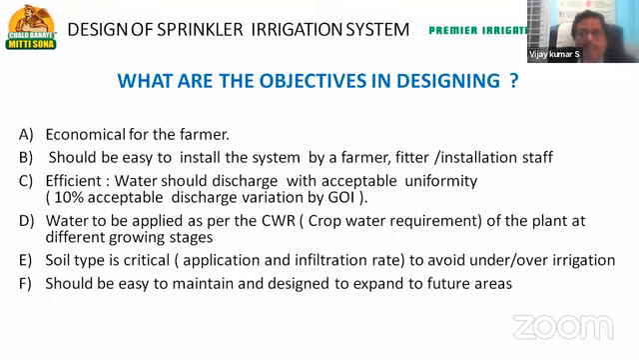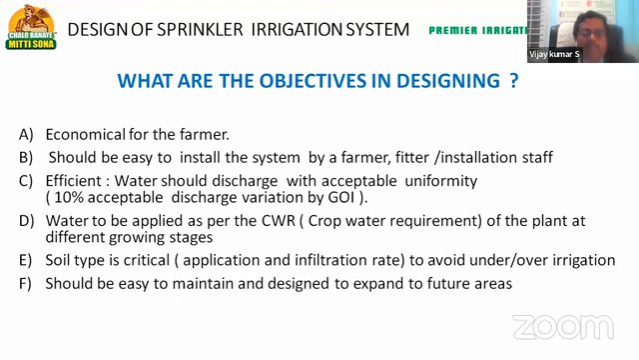Like, if it's a sandy soil, the water is going to directly get infiltrated, whereas if it is a clay soil, the water can run off. So we must irrigate to such an extent that the water will not run off, nor will it infiltrate so fast or go deep inside, so that you avoid under or over irrigation. So this is very critical.